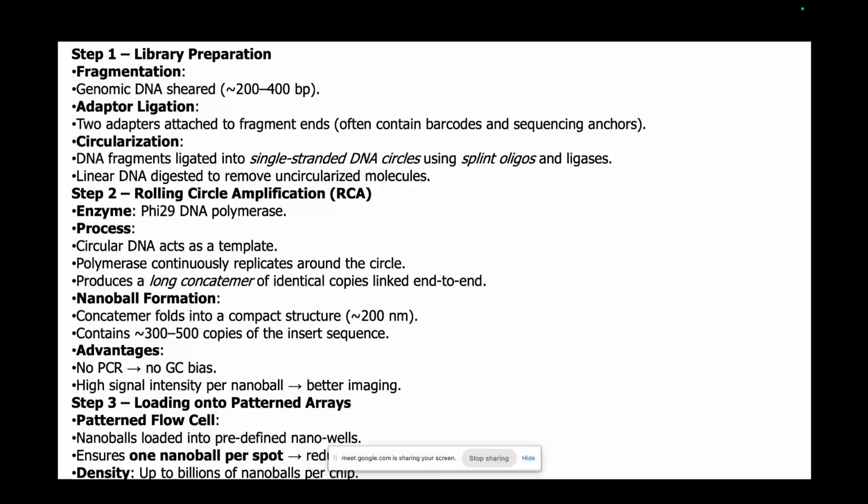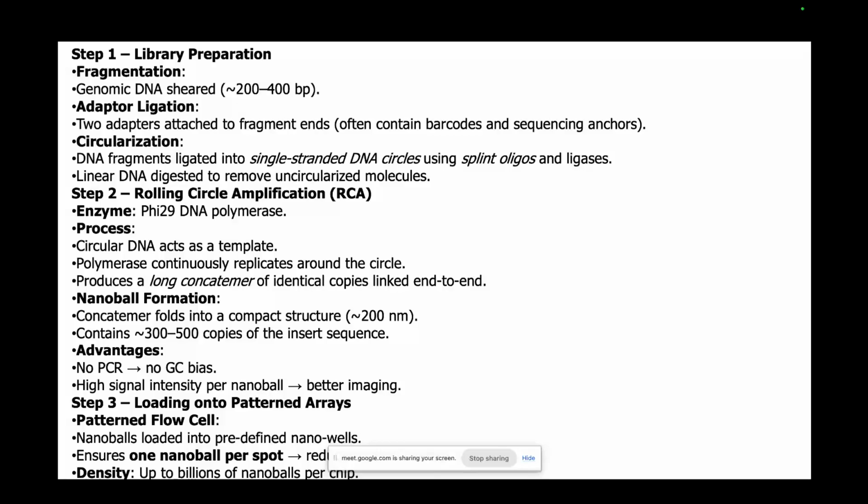The advantage of using an amplification technique like this is that you are not using PCR. When you do PCR, there will be a lot of PCR duplicates, and there will be GC bias with the PCR as well. So those things are mitigated because you are not using PCR.